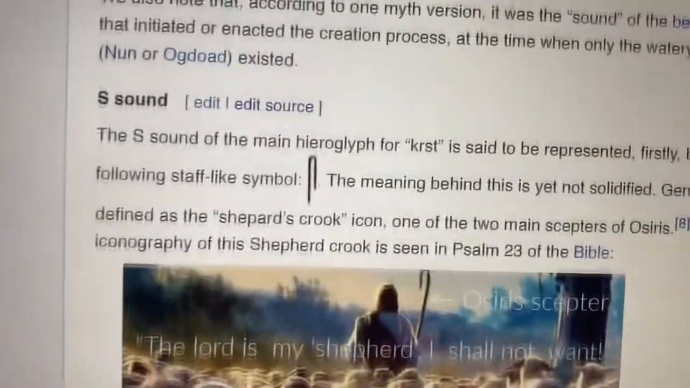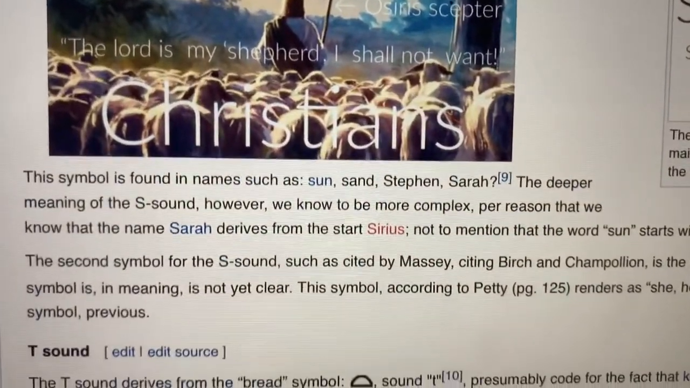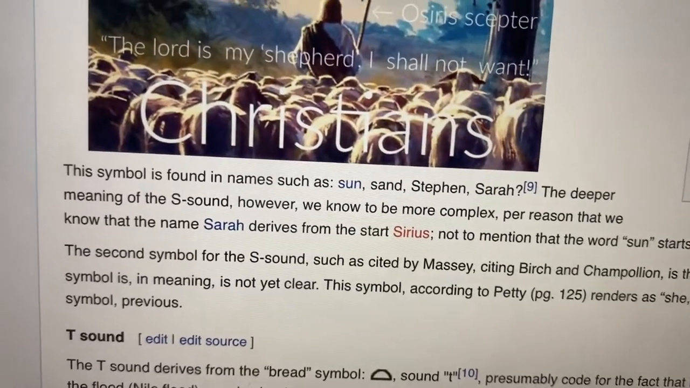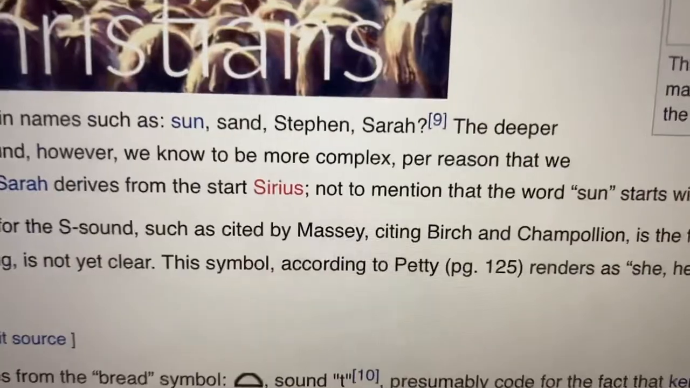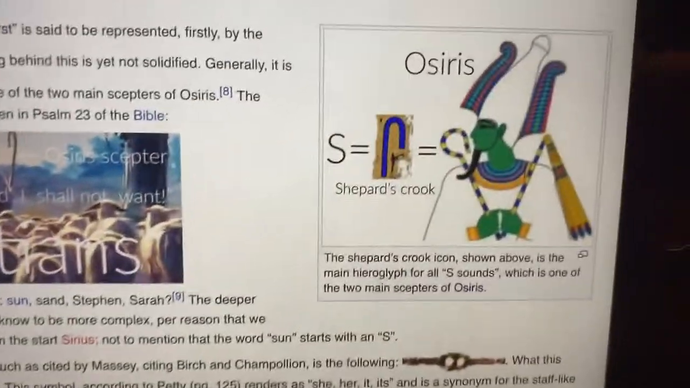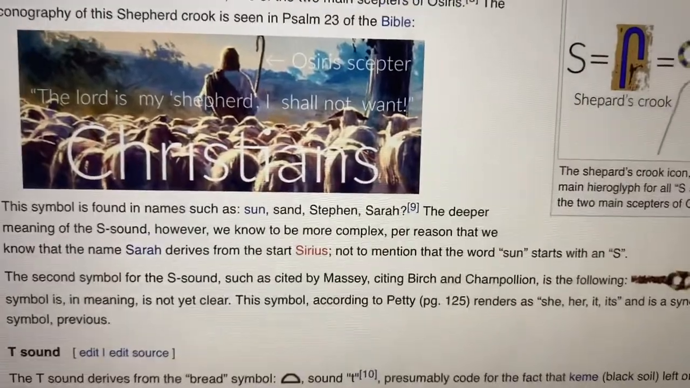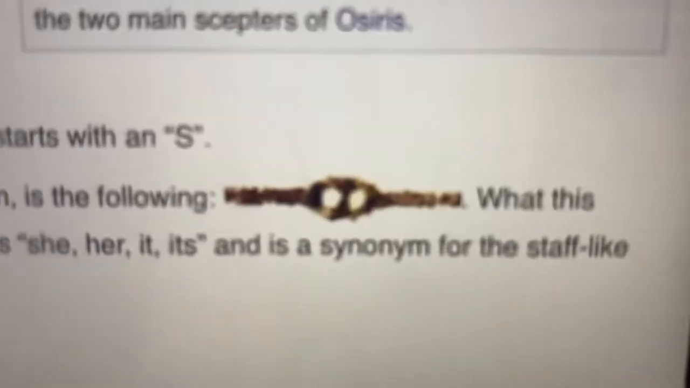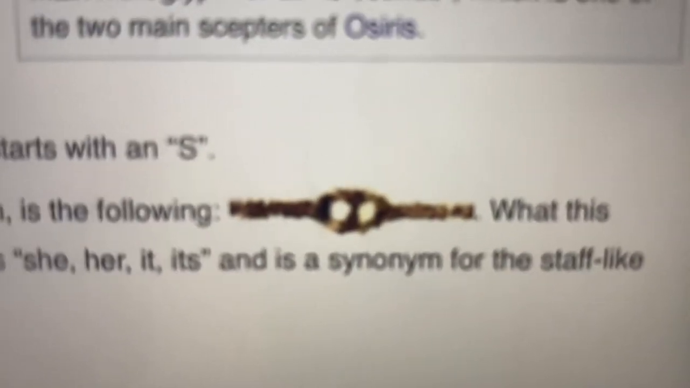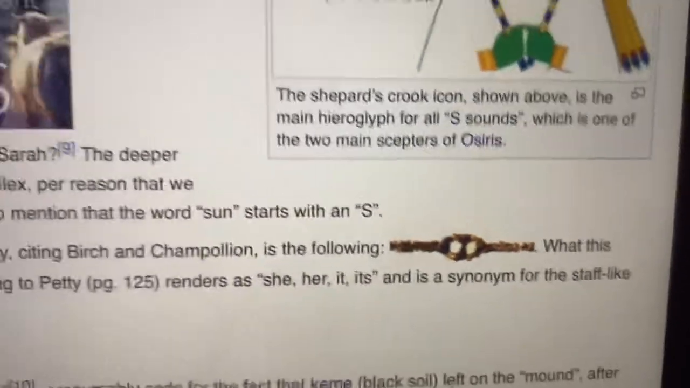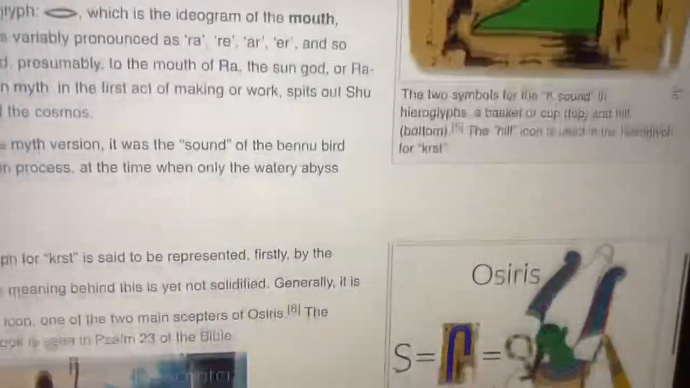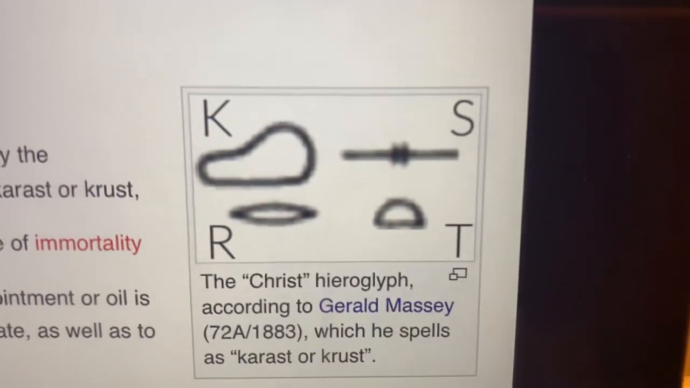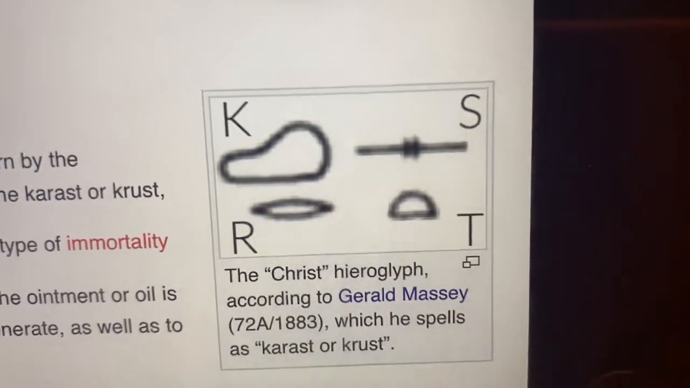However, the etymology for the S is a bit more complex, because we also know that S is the symbol for Sarah, or Isis, the wife sister of Osiris, which comes from the star Sirius. So there's some sort of astrotheology behind this that we haven't yet figured out. The second symbol for S is this symbol, which supposedly looks like two things clasping, possibly two hands or something. I don't understand. And that is one of the symbols for S used by Massey in the first connection that krst equals Christ.